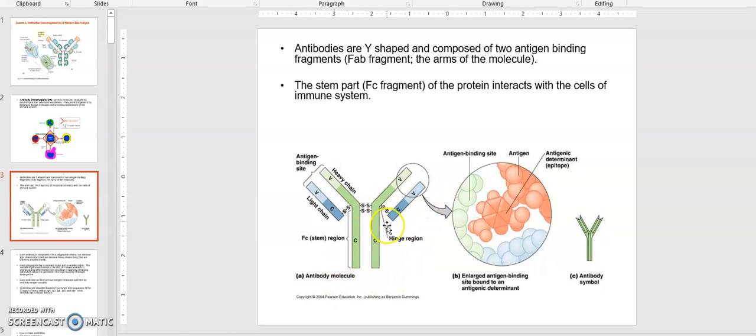And this is the FC region. C means constant. So the sequence of this area is the same among the antibodies that belong to the same family. Same family antibodies have the same protein sequence in this FC portion. So the FC portion is normally involved in membrane binding. So immune cells' membranes, they bind there. Okay.